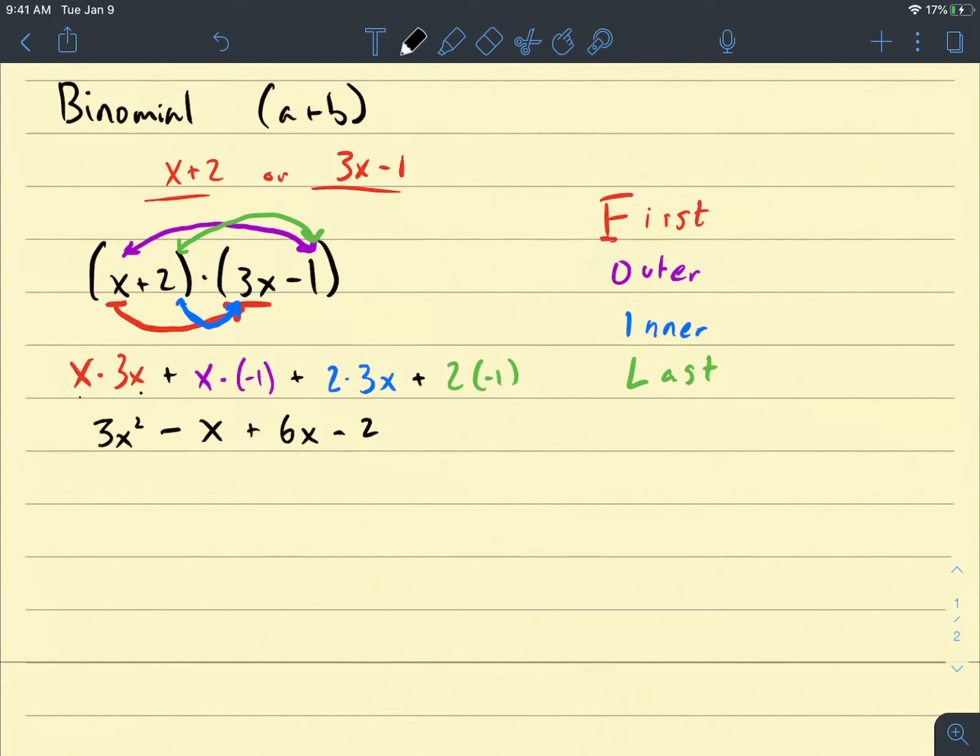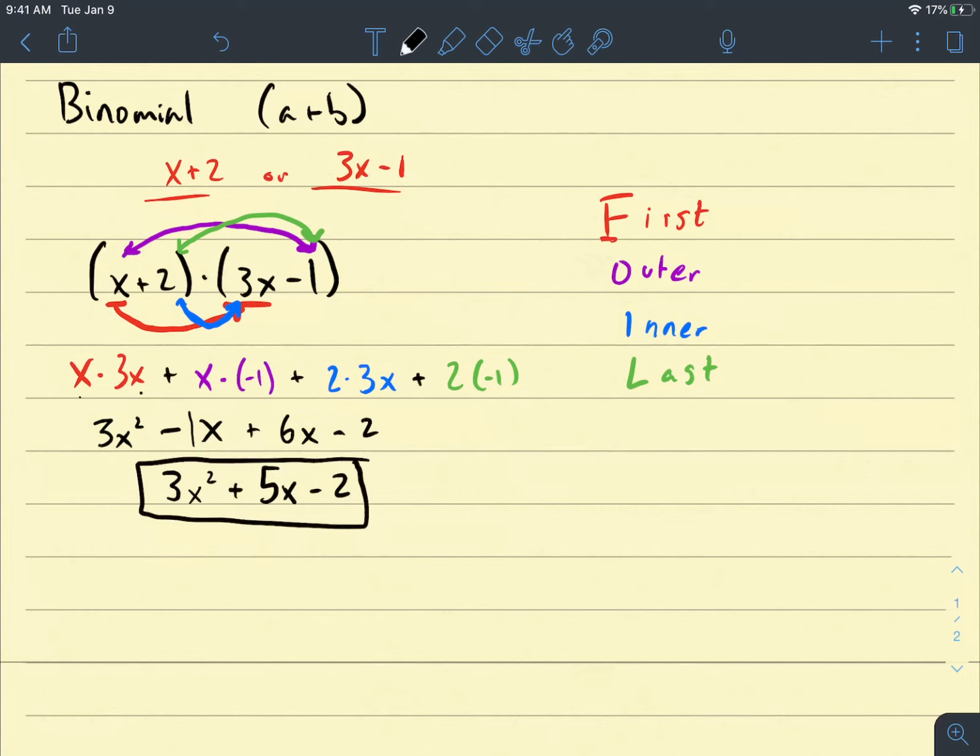Now we got to combine our like terms. And so we're going to have 3x squared plus negative 1. There's like an invisible 1 here. Negative 1 plus 6x is going to be positive 5x minus 2. And this is our final answer.